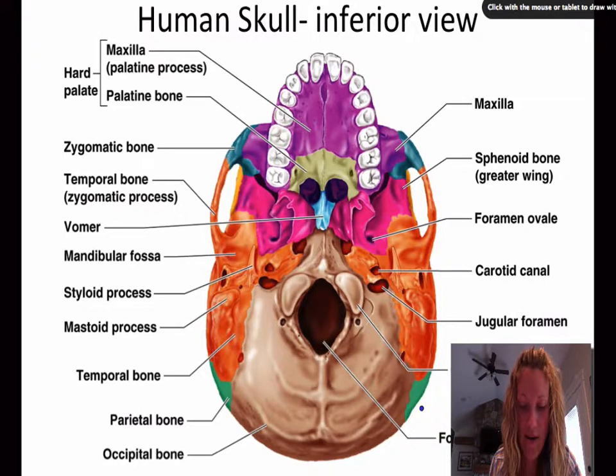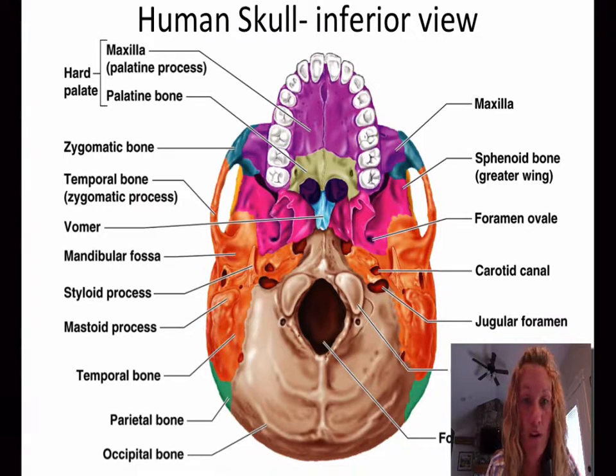Okay, so next up here, we have some more. I'm not going to go through all of these. Make sure you're familiar with the ones that we're talking about specifically. So the hard palate is made up of the maxilla and then the palatine bone. We have the zygomatic bone that's right here. The temporal bone is going to be anything that's in orange, but then there's a bunch of different bone markings within the temporal bone. So we have the mandibular fossa, the styloid process, the mastoid process.